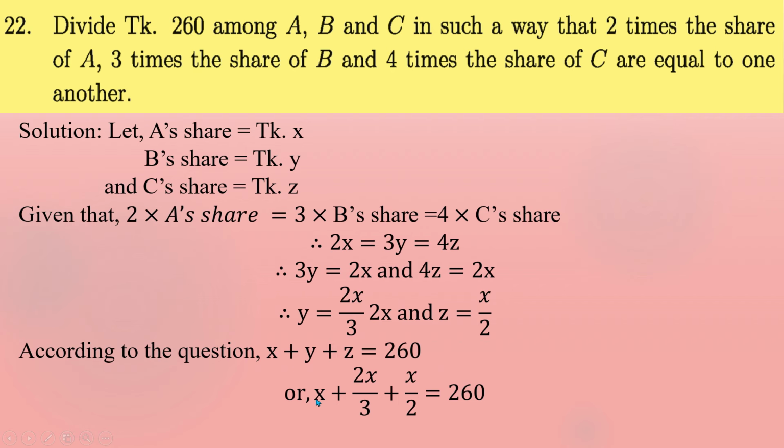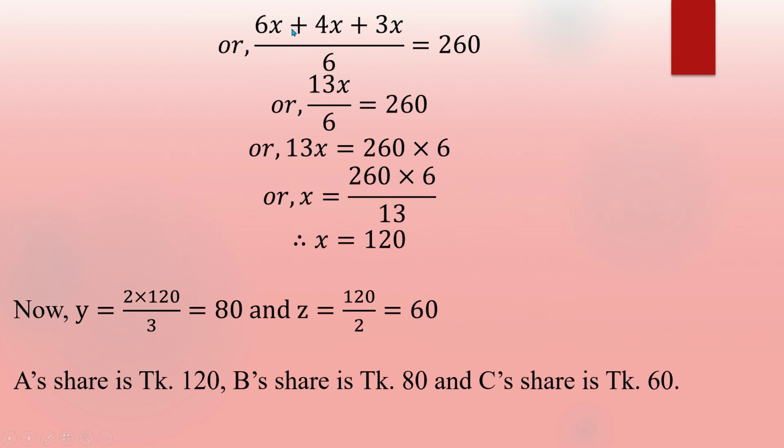So here will be 6x. Here will be 2x into 2, that means 4x, and here will be 3x. Now, 6x plus 4x plus 3x by 6 equals 260. After adding, here will be 13x by 6 equals 260, or 13x equals 260 into 6, or x is equal to 260 into 6 by 13. Therefore x is equal to 120.